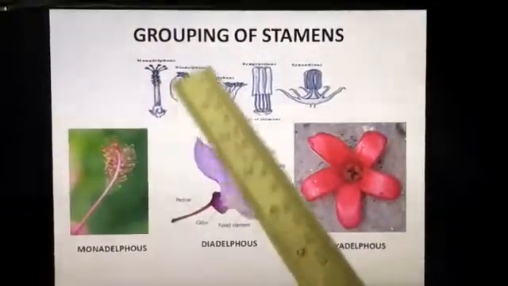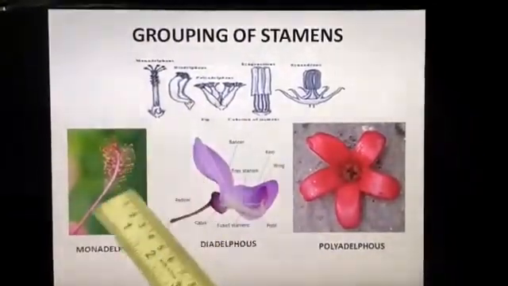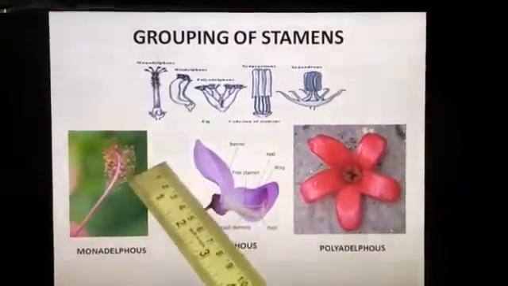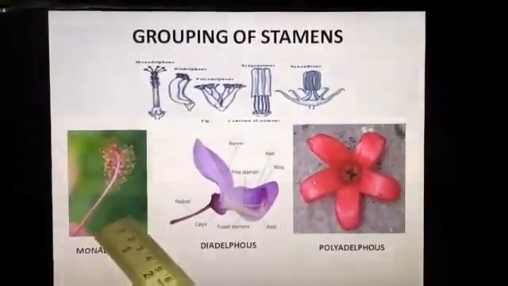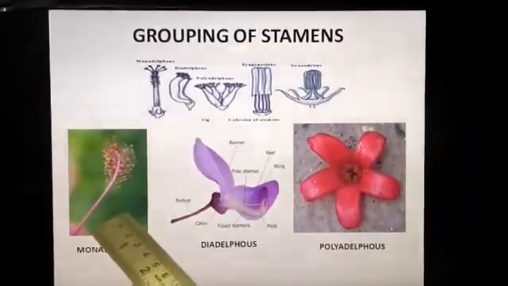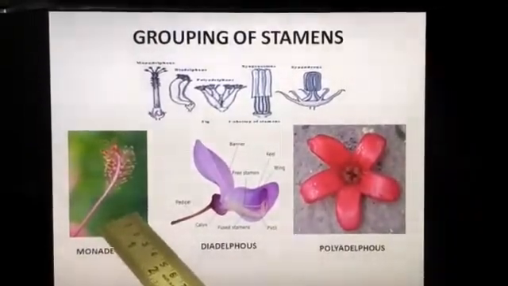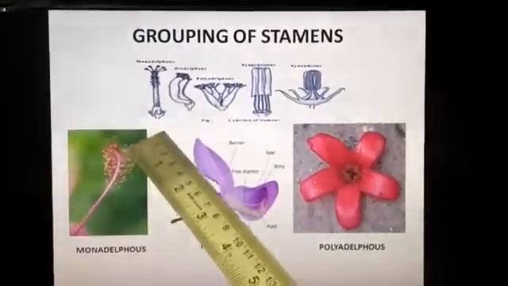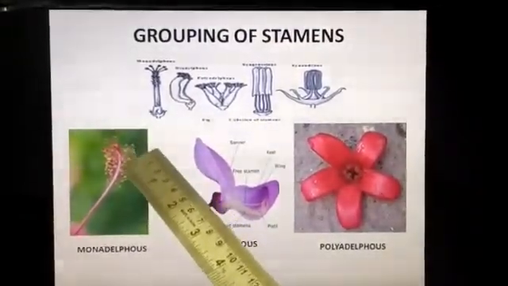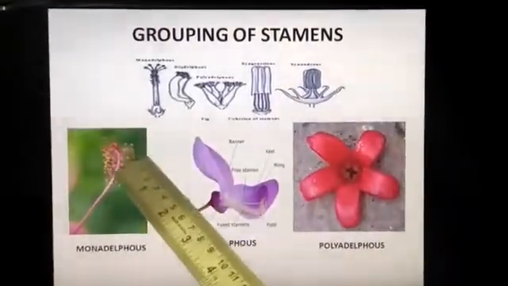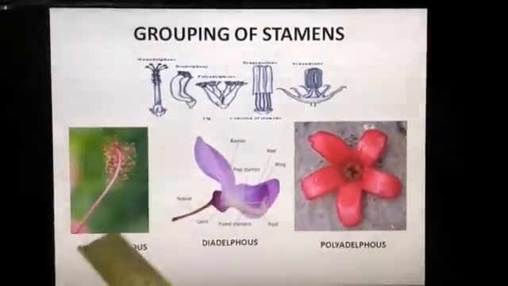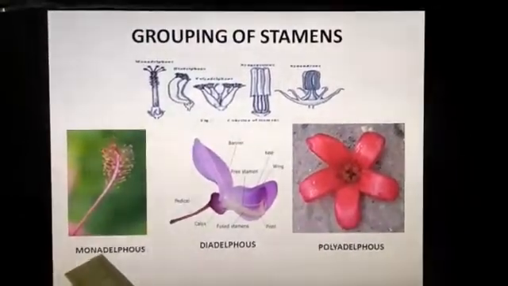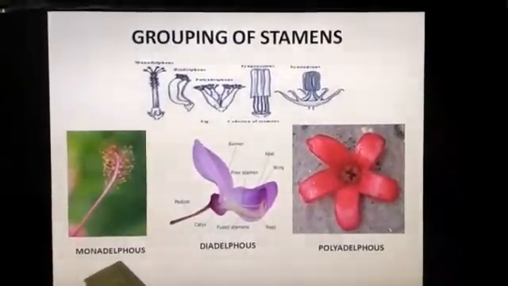They are grouped in such a way that the filaments are fused together to form one group with anthers remaining free. This is the one single group of stamens in hibiscus flower, where there are numerous stamens you see here, and the filaments of all the stamens are fused to form one staminal tube. Such a condition, when the stamens are fused into one group, is termed as monadelphous condition.